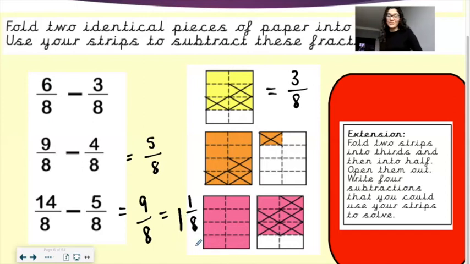As an extension, if you would like to, you can fold 2 strips into thirds and then into half. Open them out and then write 4 subtractions that you could use your strips to solve. So that's a little challenge there for you if you feel like you can do these 3 very easily.